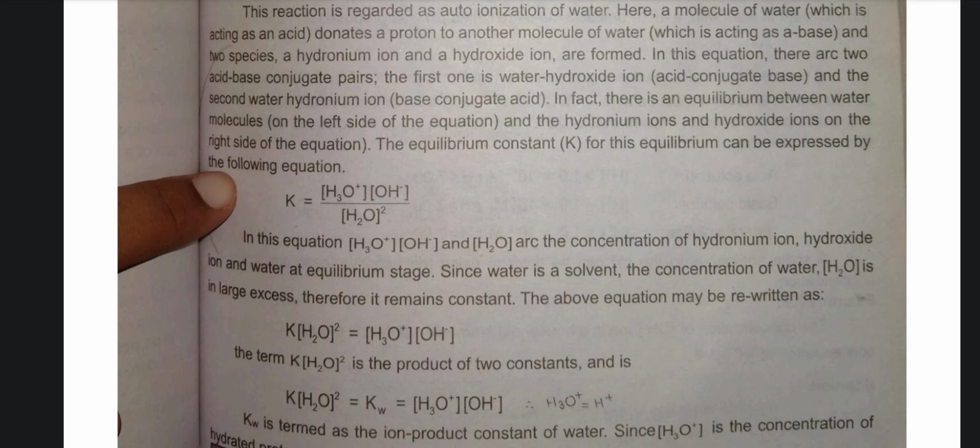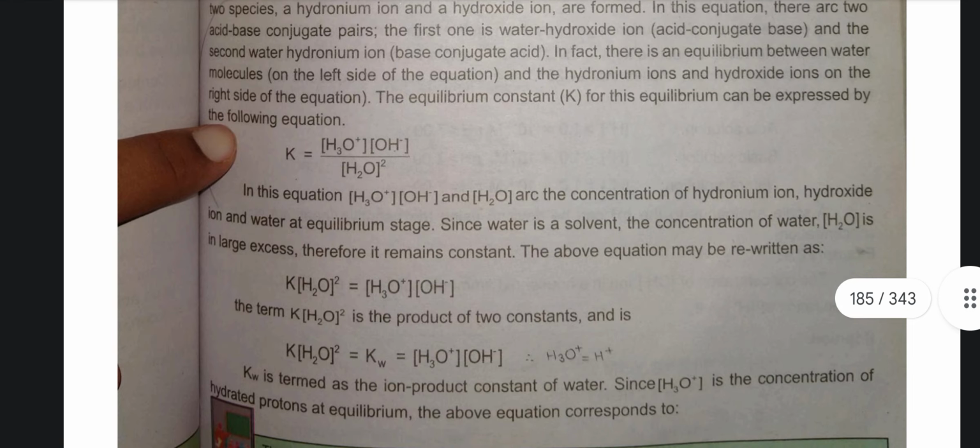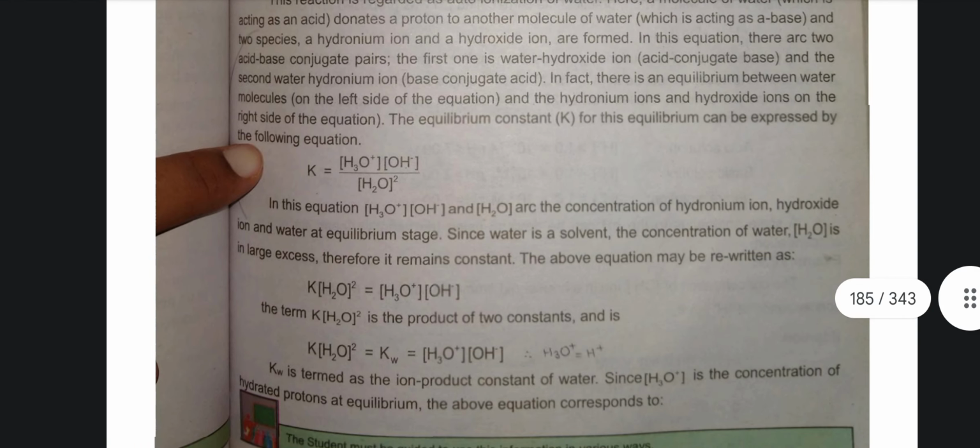In this equation there are two acid-base conjugate pairs. The first one is water (acid) and hydroxide ion (conjugate base), and the second is water (base) and hydronium ion (conjugate acid). In fact, there is an equilibrium between water molecules on the left hand side of the equation and the hydronium ion and hydroxide on the right side. The equilibrium constant K for this equilibrium can be expressed by the following equation: K is equal to [H3O+][OH-] upon [H2O]^2.